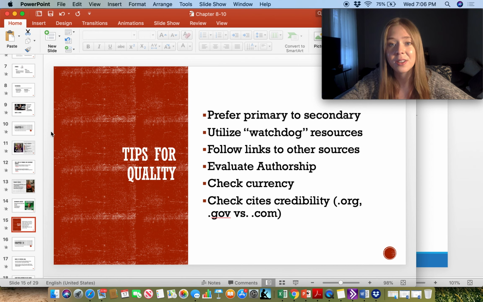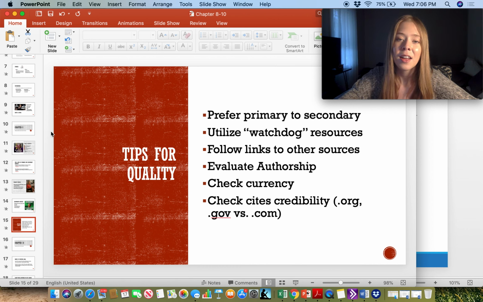Follow links to other sources. Always go back as far as you can. So if you're on an article online and it links back to something else, you can follow that link just to make sure that their sources are credible.